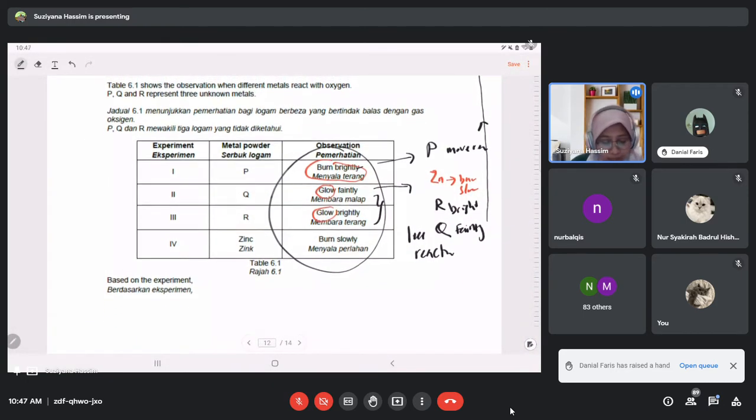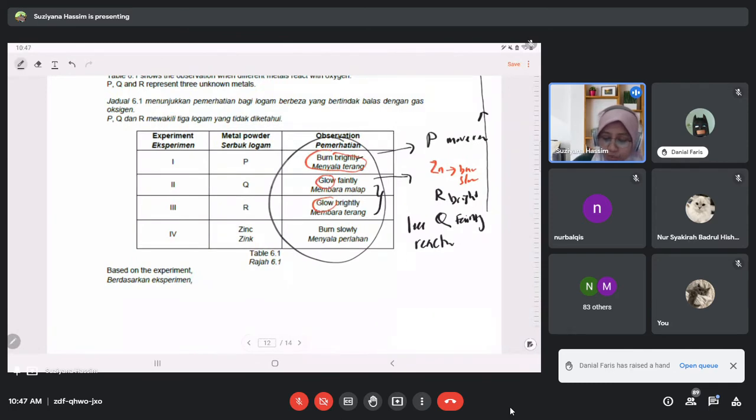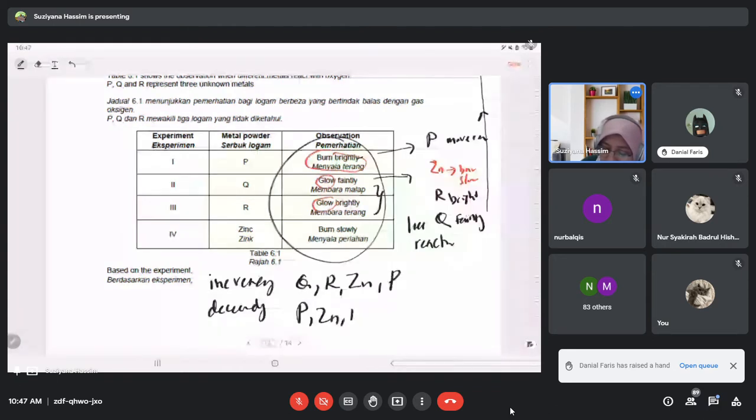So, based on the experiment, when they ask for increasing or ascending order of reactivity towards oxygen, the answer is Q, R, Zn, P. If descending order, it is reversed: P, Zn, R, Q. If you don't know this concept, how can you arrange them? So this is the basic concept of this part.